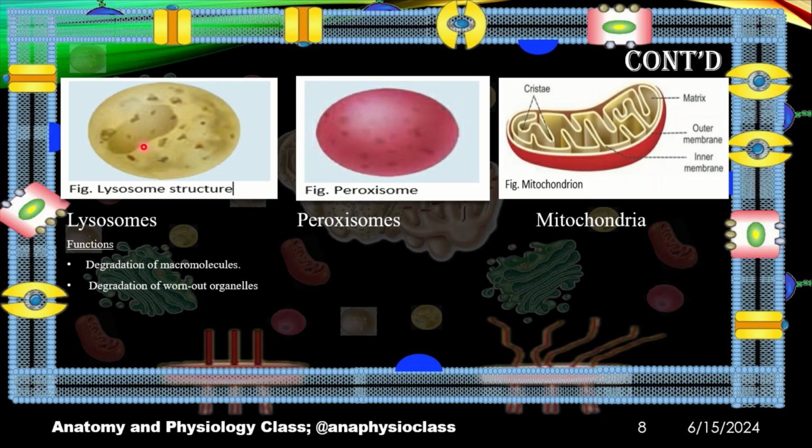So what we are trying to say here: previously we said that degradation of worn-out organelle is a function of rough endoplasmic reticulum, and here we are also saying that degradation of worn-out organelle is a function of lysosomes. What happens is that the rough endoplasmic reticulum is responsible for wrapping and putting that worn-out organelle into a vesicle. That vesicle is known as an autophagosome. Then that autophagosome will bind to a primary lysosome.